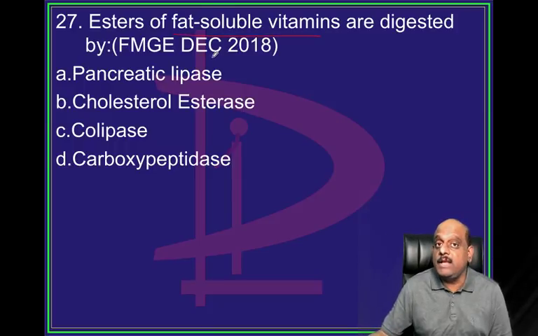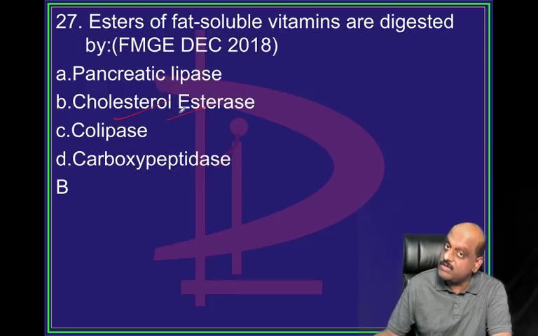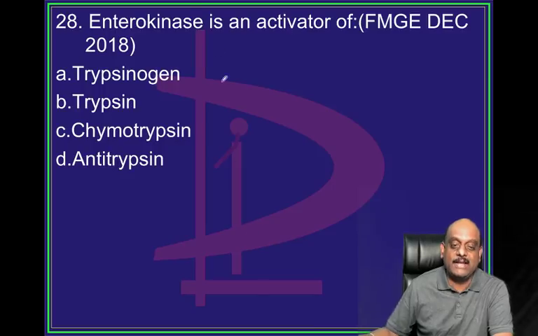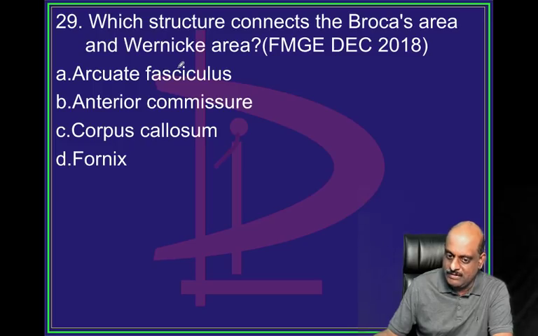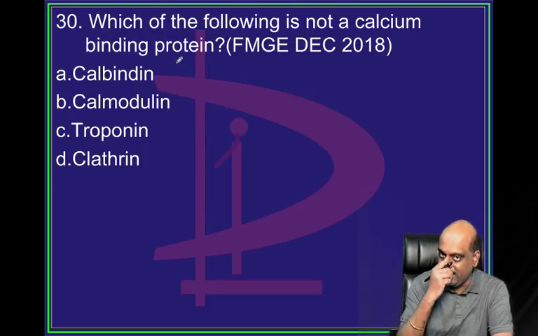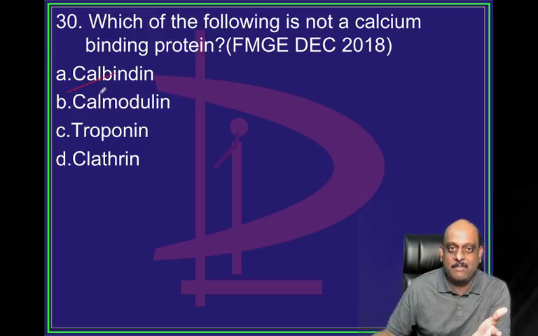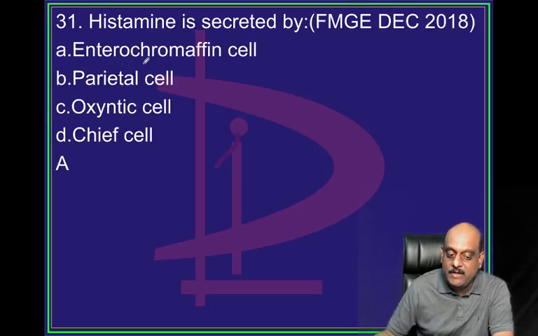Esters of fat soluble vitamins, cholesterol esterase will be digesting them. Cholesterol esterase. Enterokinase is activator of trypsinogen. Broca and Wernicke are connected by arcuate fasciculus. What are the calcium binding proteins? Cal binding. Naam hi bol rahe na, cal binding. Calmodulin, troponin. Right down. Histamine is produced by enterochromaffin cell.